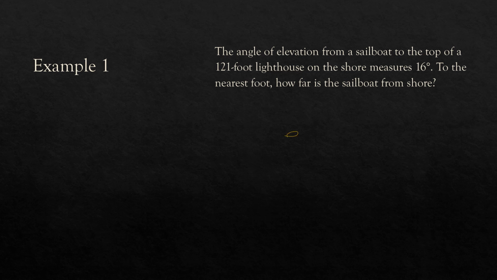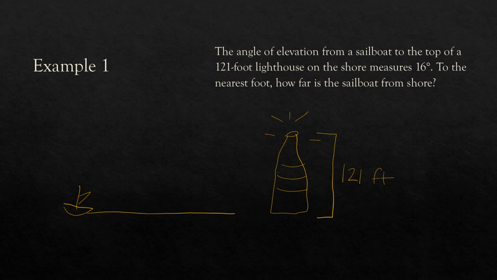So let's say we have our lighthouse. We have our sailboat. So we have the height of the lighthouse is 121 feet. The horizontal from the sailboat to the bottom of the lighthouse, we're going to assume is just flat. And so looking up to the top of the lighthouse is where we're going to have our angle of elevation. This is 16 degrees. Now to the nearest foot, how far is the sailboat from the shore? So this is our x. This is what we're looking for.